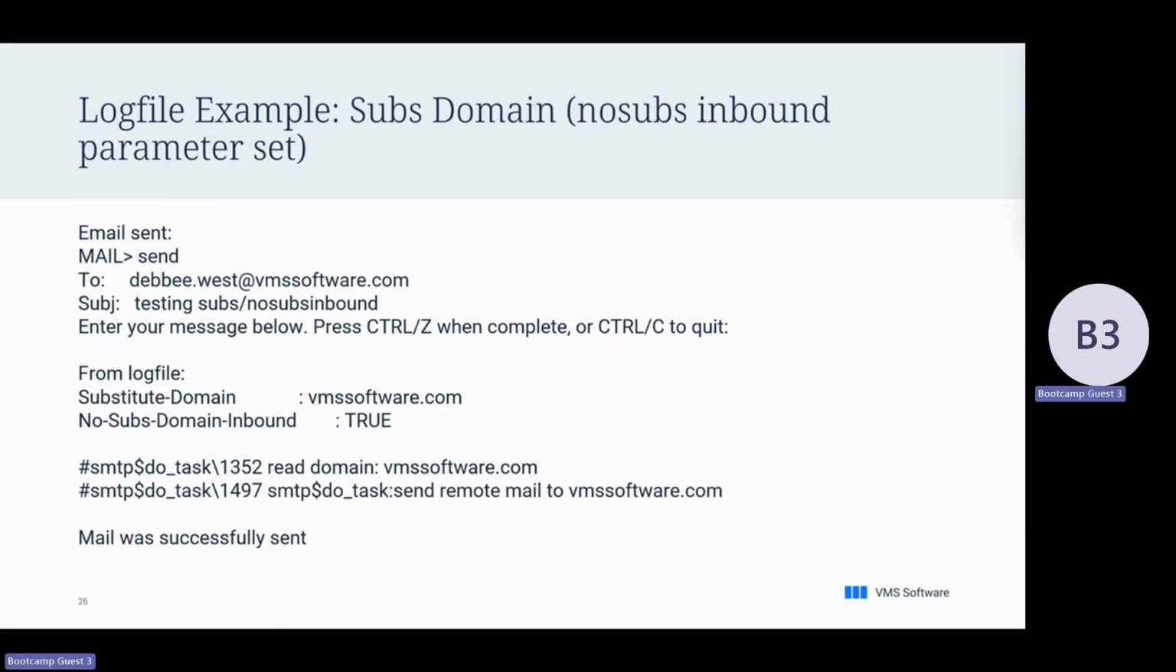Okay, when I set the no substitute domain inbound, notice how we don't get an error because it worked, right? We go straight to send remote mail to VMS software and the rest just flows fine, no 500s. So we're good there, but that's what that would look like in the log file.